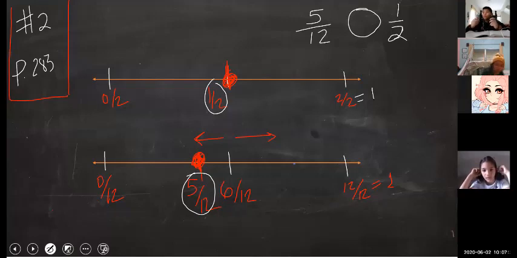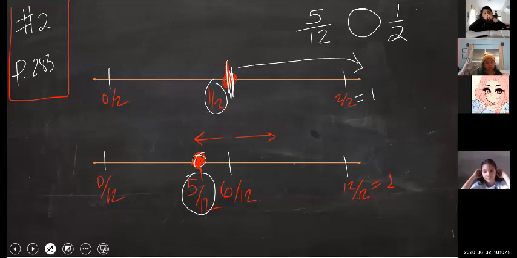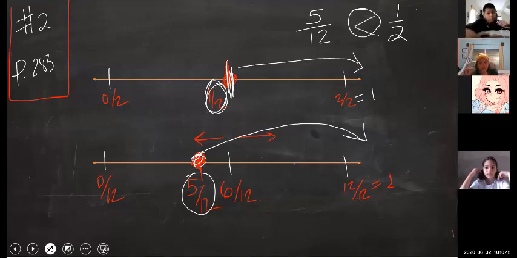1/2. Very good, it's 1/2. Because 1/2 is closer to be one. Look at 5/12. It has a lot of space to go to one. 1/2 is the greatest fraction, like this.